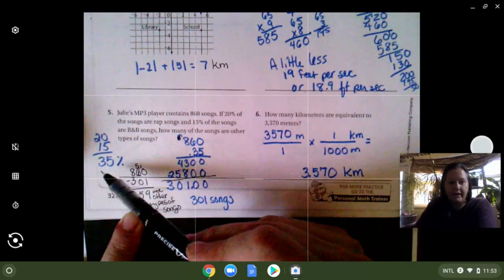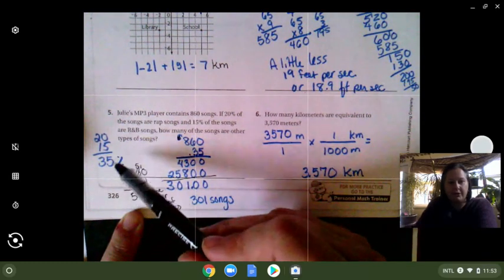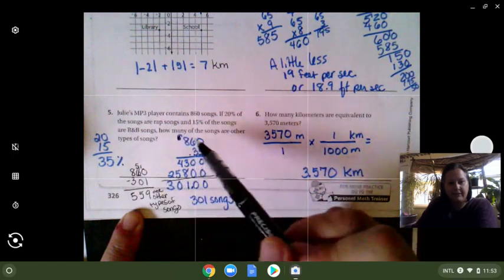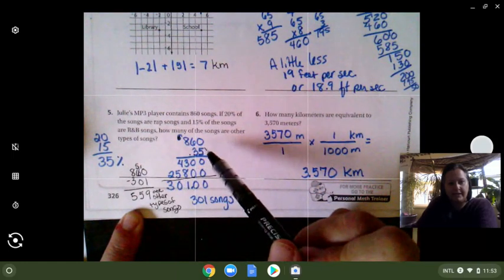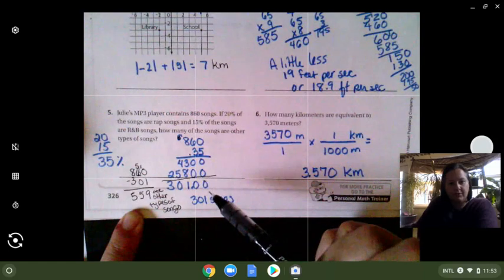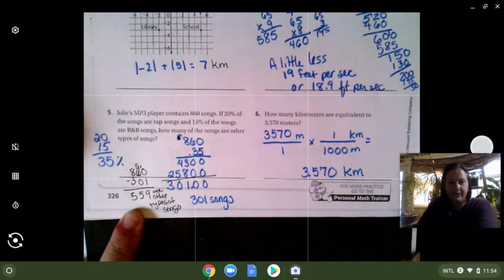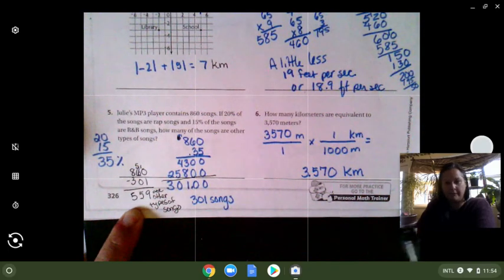Another way to do that would have been to get 100 minus the 35 and find out that 65% of the 860 would be the other types of songs. And then if you multiply that out, you would have gotten 559 are the other types of songs. So you can do that either way.